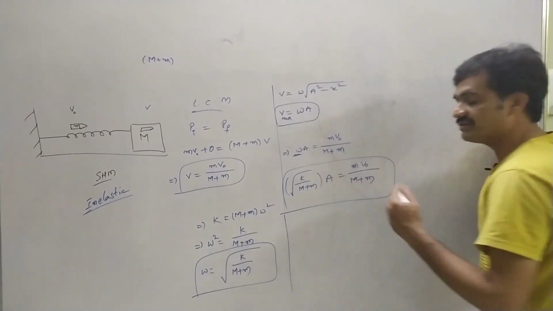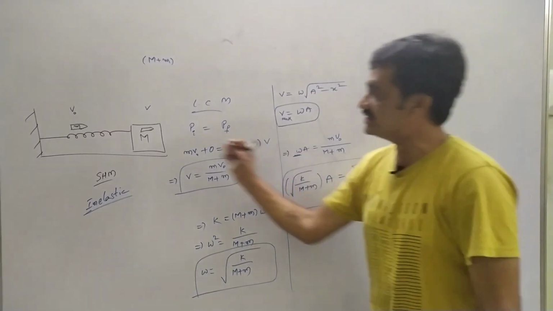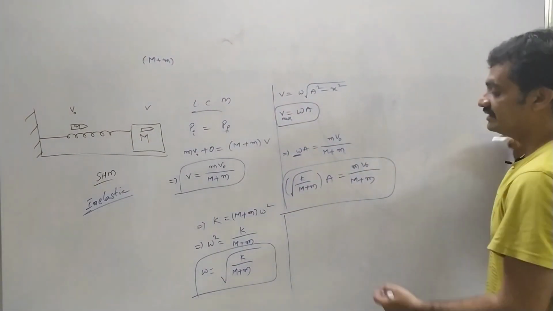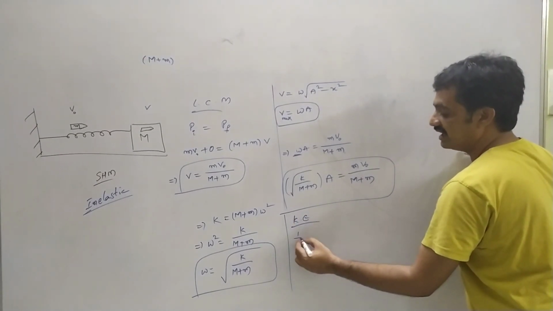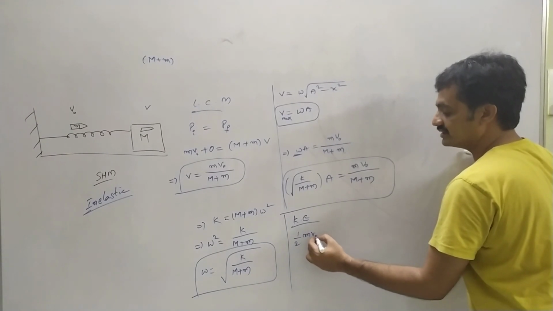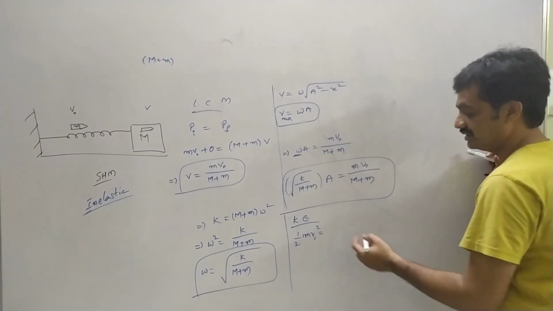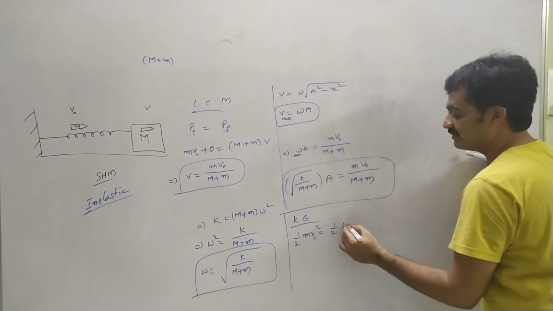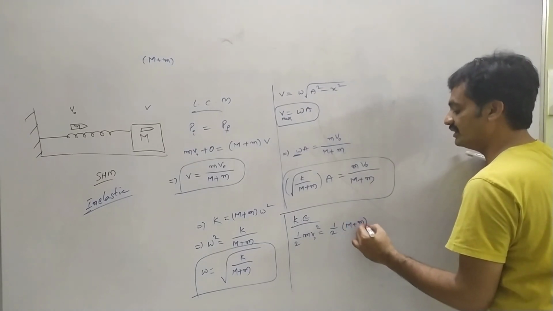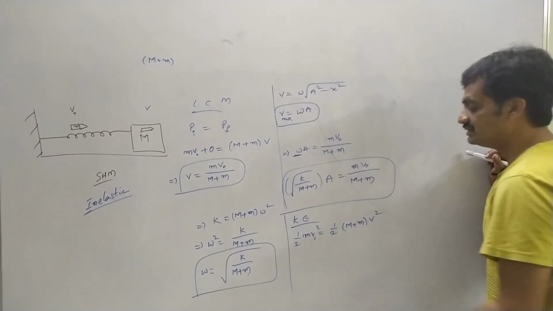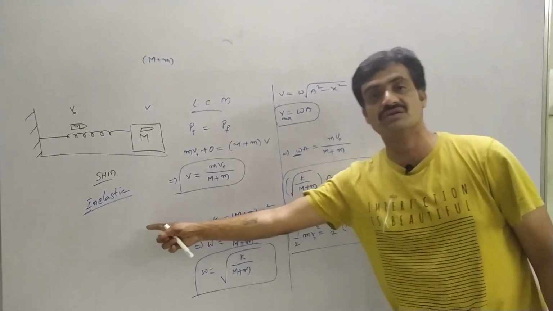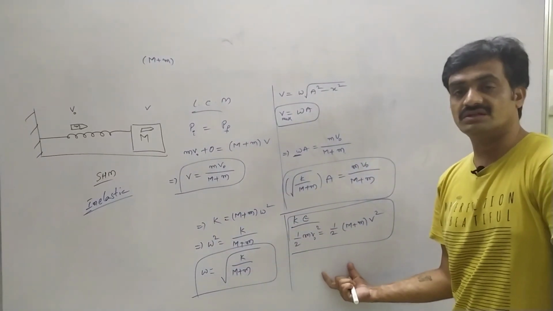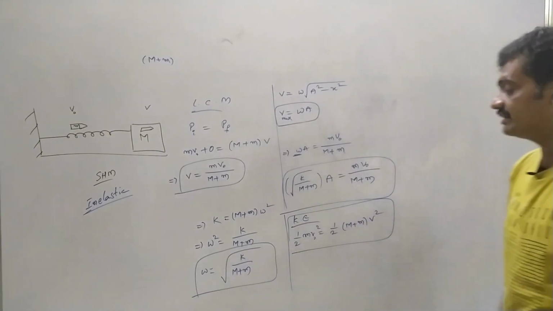If we represent the equation for kinetic energy based on the initial and final positions, the kinetic energy can be given as half m v naught squared equals half (M plus m) into v squared. This represents the expression for kinetic energy, and we know that in the case of inelastic collision, kinetic energy is not conserved. So we don't consider this equation.